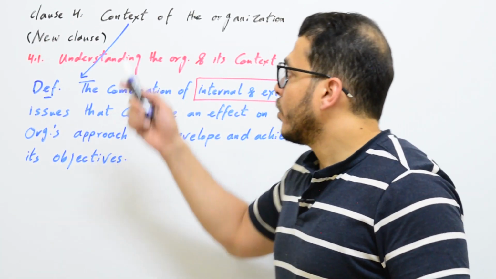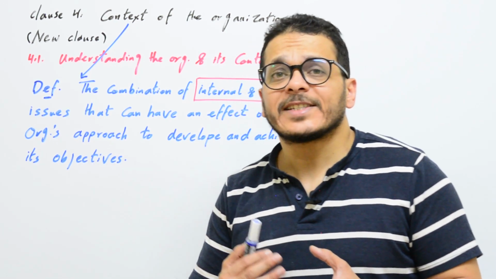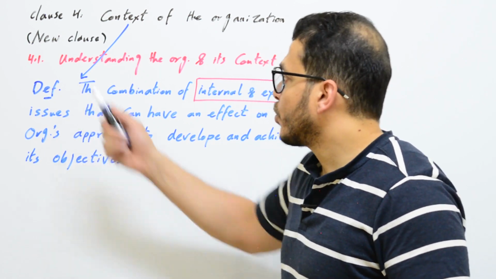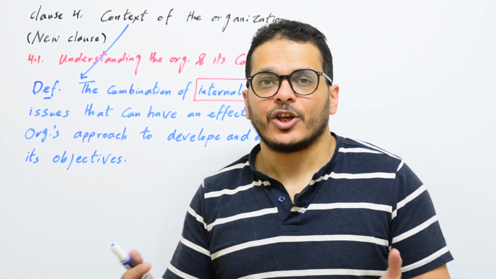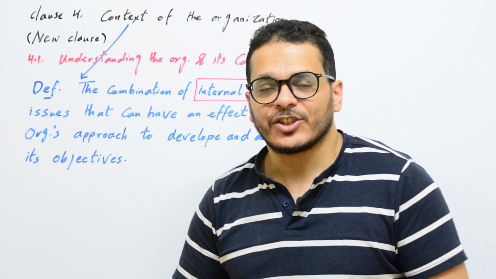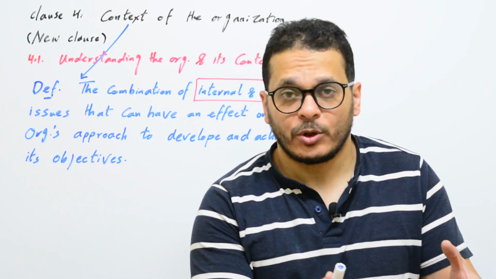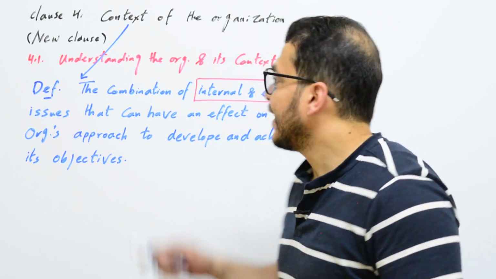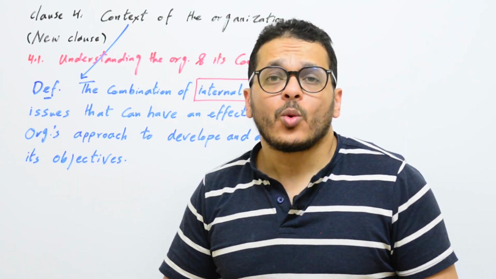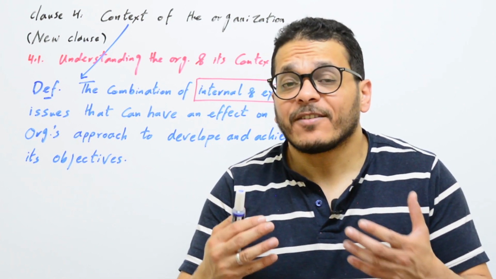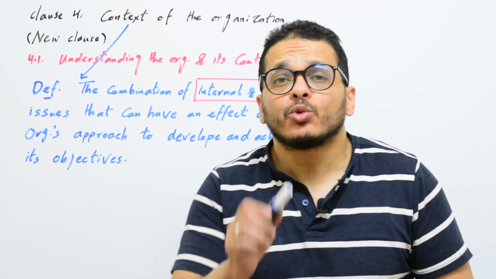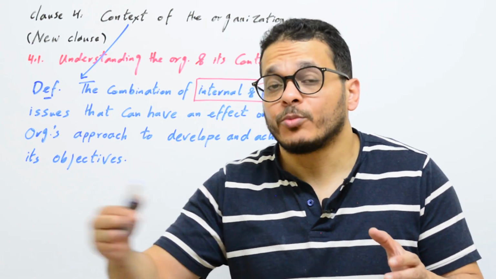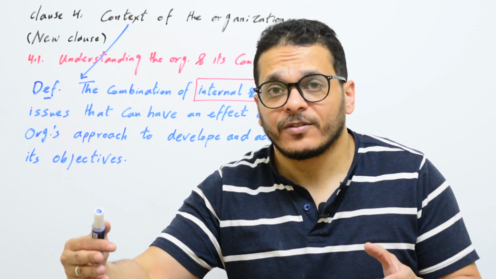And then we have clause number 4, which is very important because this is new applied to this edition. Context of the organization. First point, understanding the organization. You should understand your organization. What are the strength points of the organization and what are the weakness points of the organization, and its context. What are the factors that may affect the organization's approach to develop and achieve their objectives? For each organization, they have several objectives and they want to achieve.